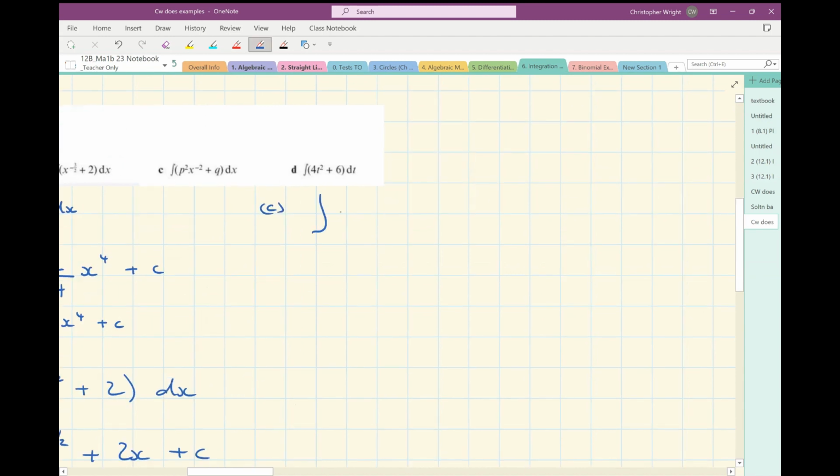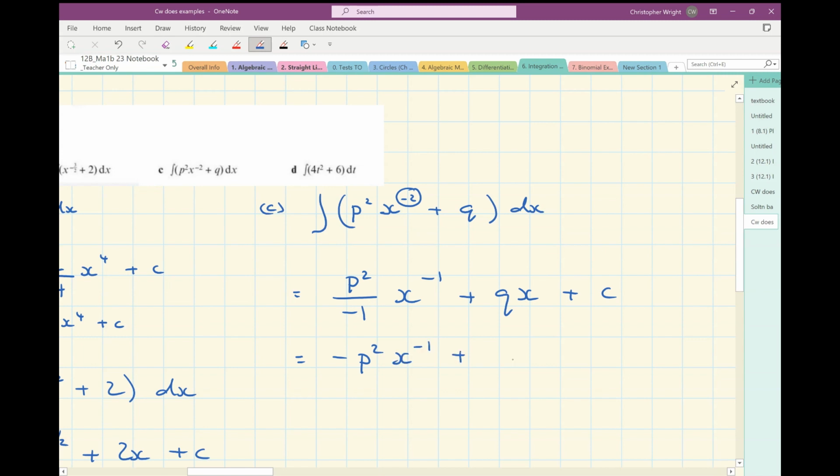Part C, we've got to integrate p squared. Well, don't worry about that, that's just a constant term. x to the power of minus 2 plus q, another constant term with respect to x. So p squared is just the coefficient of x to the power of minus 2. So I'm going to have the coefficient divided by the new power. Well, the new power, x to the power of minus 2 plus 1 is minus 1, and then x to the new power. Plus, well, q simply integrates to qx, and don't forget your constant term. So this will simplify to minus p squared x to the power of minus 1 plus qx plus c.